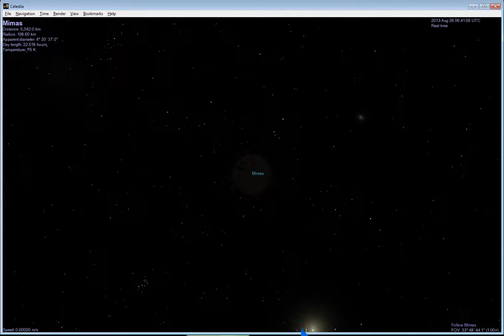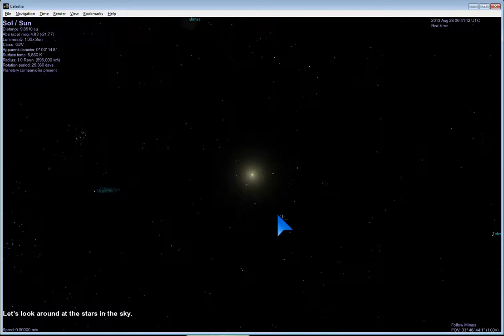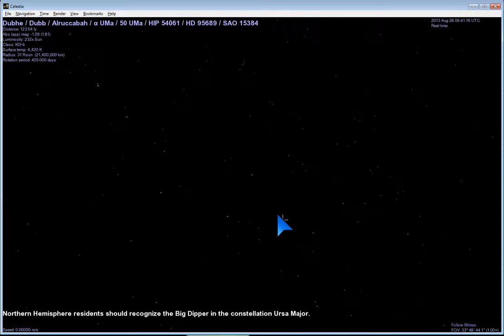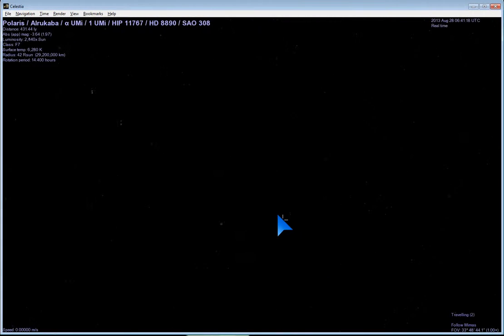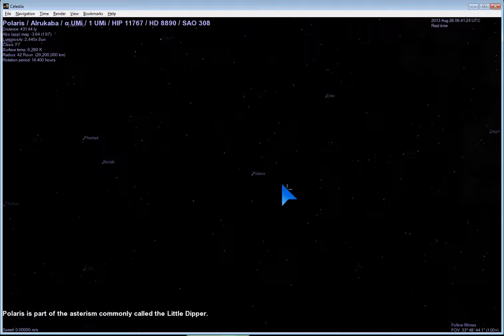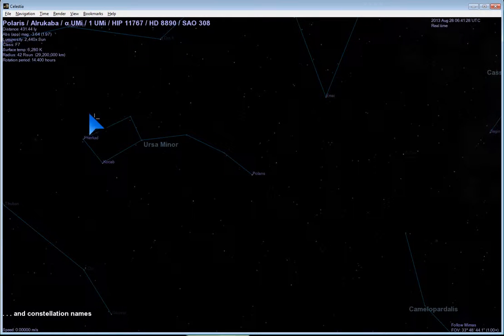If you look back, this is the sun. At this distance, the sun only appears as a spot, unlike where we see the sun from our own planet, the Earth. This is what the polar star looks like from Saturn.